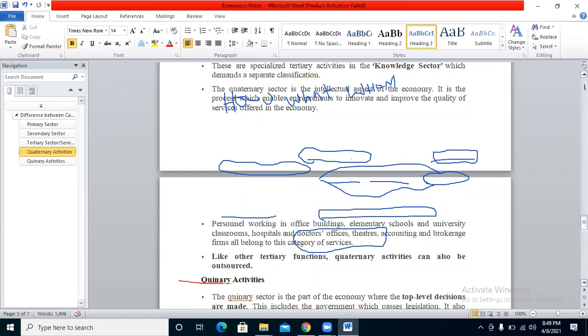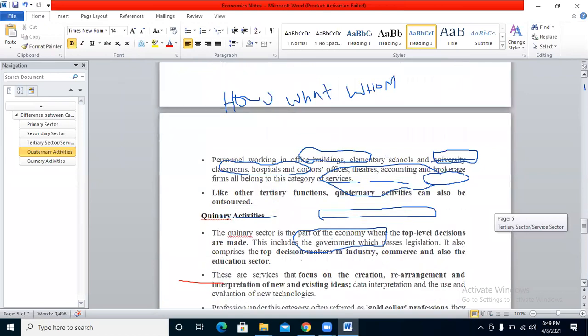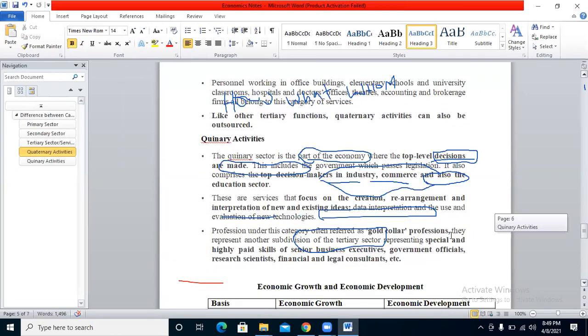Okay, and next is the quinary activities. The quinary sector is the part of the economy where top level decisions are made. Most top level decisions in industries, commerce, or business and education are taken by top level managers or top level management. In the Indian government's decision making system, the PMO office and the various ministry departments take the major decisions of the government. So these are the quinary activities.